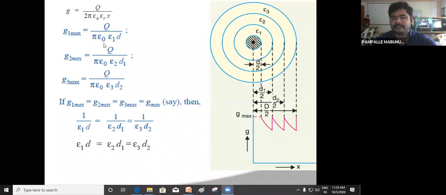So let us calculate the dielectric stress for each insulation layer. So here we are having 3 layers, right? So the general equation to calculate the potential gradient or dielectric stress is this one. G is equal to Q by 2 pi epsilon naught epsilon r and x. So this is the general equation to calculate the dielectric stress at any distance x meters.